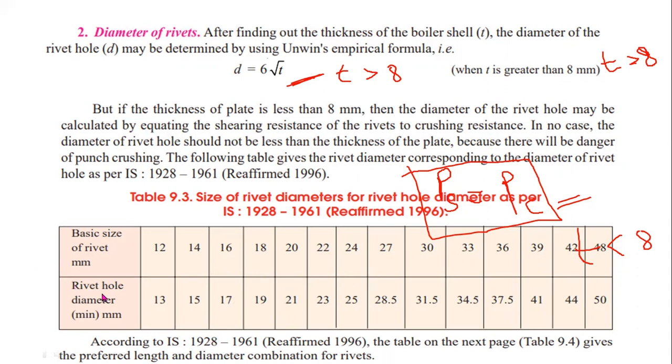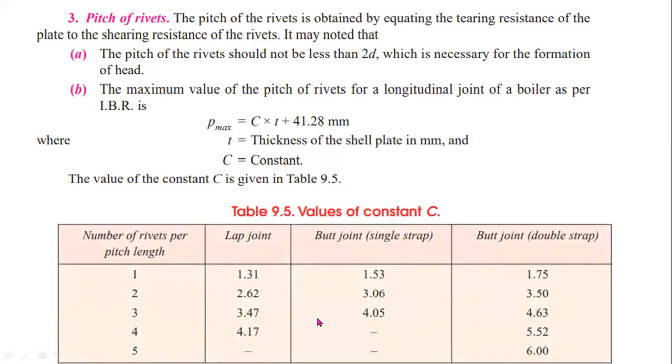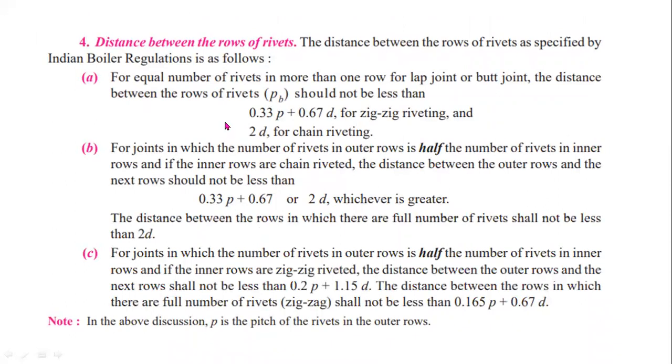By using this table, you have to select the suitable diameter of the rivet and rivet hole. Now this is the formula for pitch of the rivets. This is the value of constant C. This table we use for selecting the value of constant C. Now these are the formulas used for determining the row pitch, or distance between the rows of rivets, or back pitch, PB.